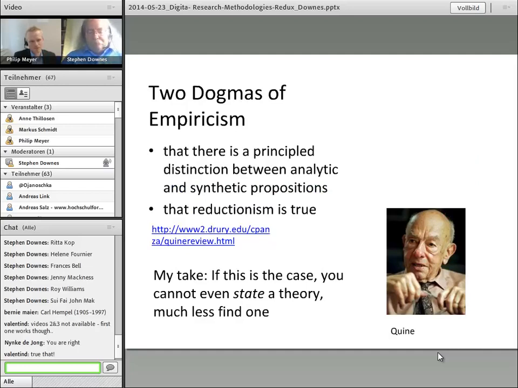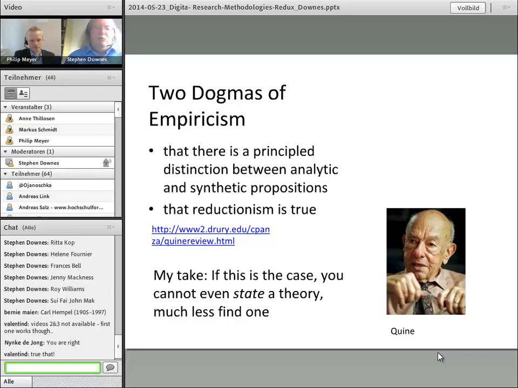But more, the whole concept that we can just infer to a theory from data is based on what Willard von Orman Quine called two dogmas of empiricism. First dogma is that there is a distinction to be drawn between analytic and synthetic propositions. That is, there's a distinction to be drawn between fact and theory. That there's a distinction to be drawn between your observations and the hypotheses that you're going to draw from them. And this distinction, when you push it a little bit, turns out to be very false.